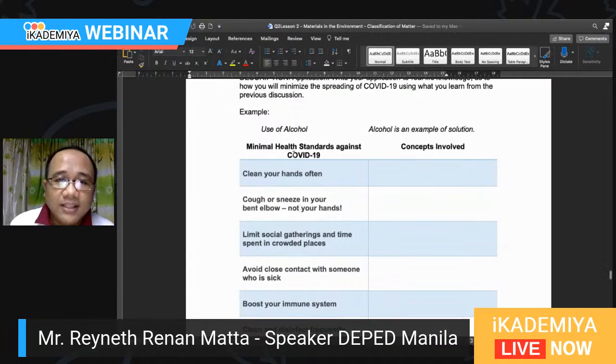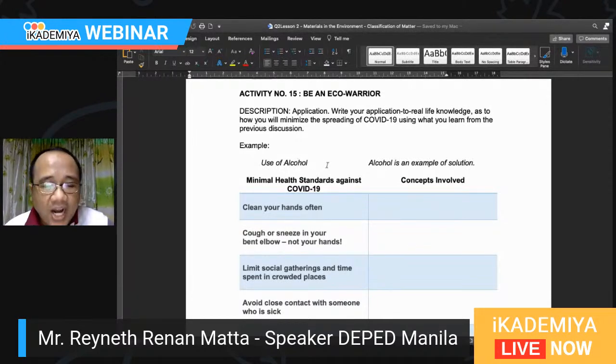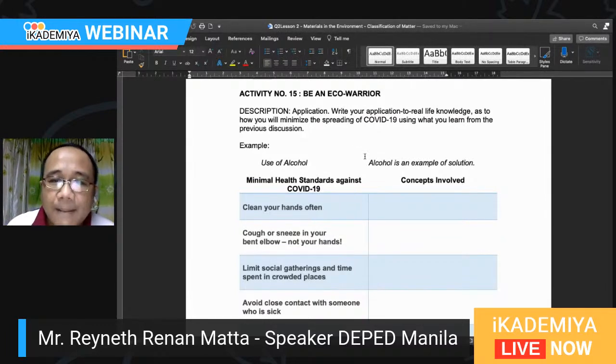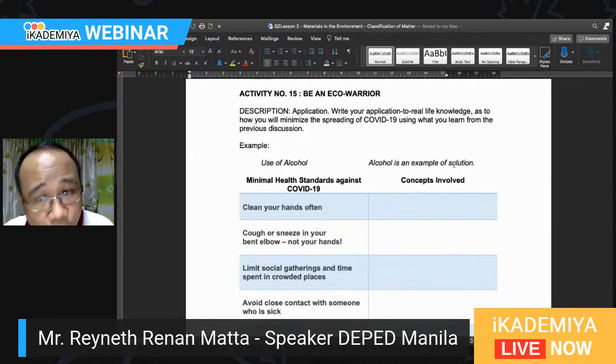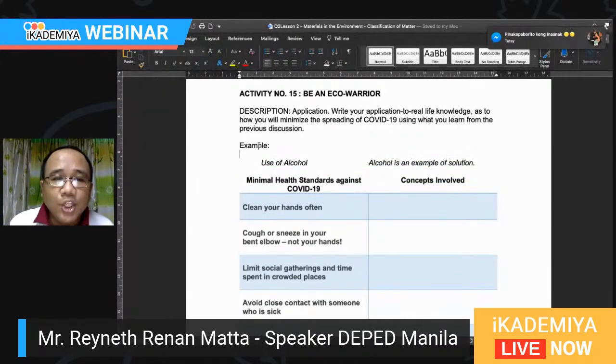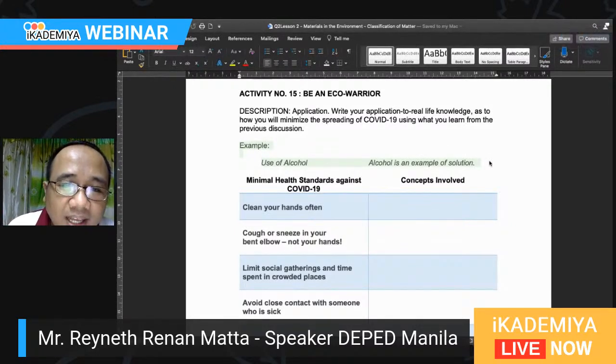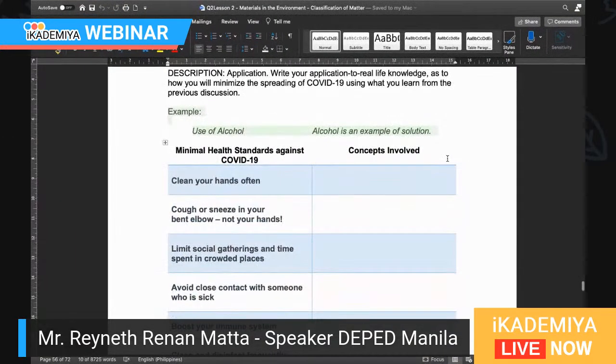Like for example, the teacher also uses examples for the students to be guided. Example, use of alcohol. What are the different concepts behind alcohol? In this case, the teacher, as part of the example, says alcohol is an example of a solution. So therefore, this is an example. So when we create modules, take note that you must include examples for the students to be guided.